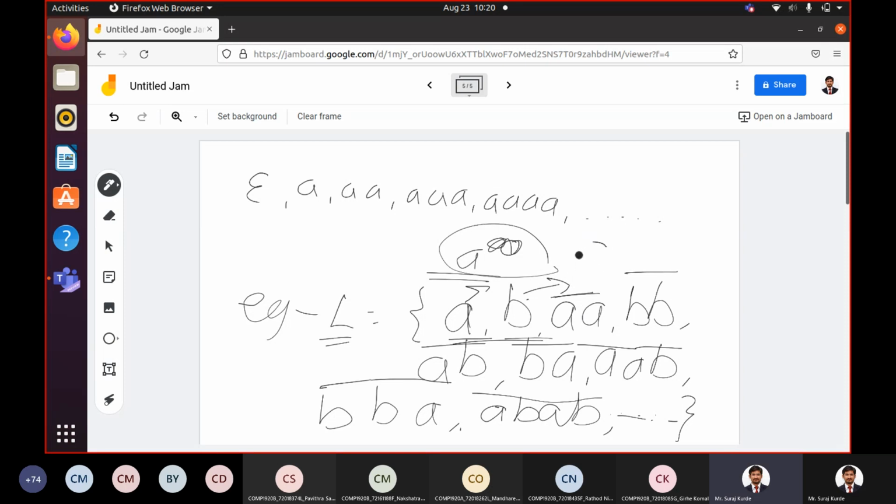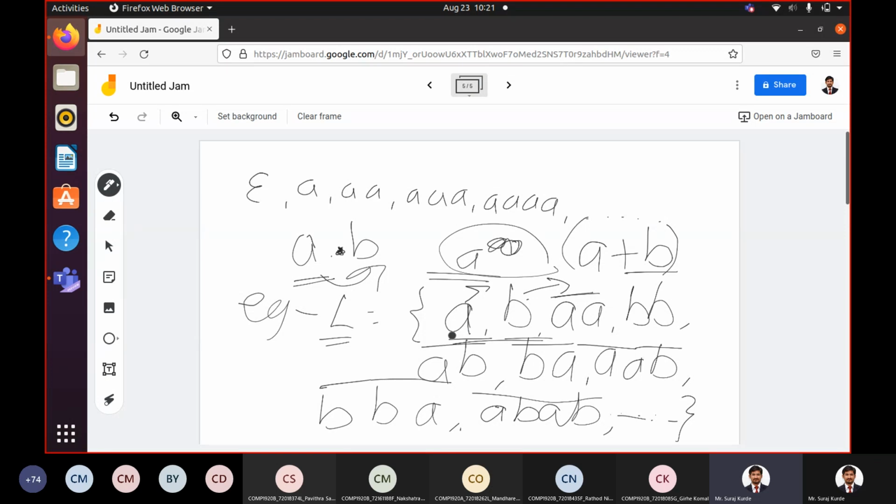How to write it? A plus B. It is a combination of A and B. I'm not saying that A is followed by B only. If a string starts with A and is followed by B, then we say that it is A dot B. The start is A and it ends with B, and in between it can have any number of A followed by any number of B. Then that condition is A dot B.